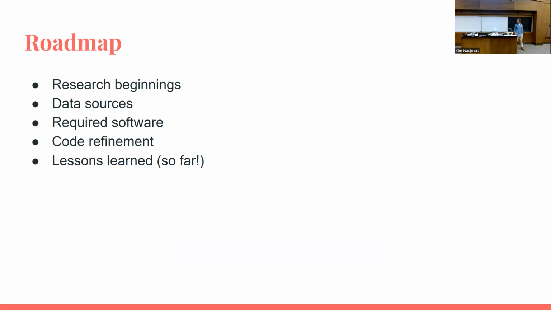So this is the outline of my presentation for you all. We're going to start with what inspired our project and how we began. And then I'll talk about the sources we're using for our data. And then I'll also talk about some software we're using for our research, because as I mentioned, it's machine learning, deep learning, data science heavy. And then I'll discuss some code refinement that we do that I find pretty interesting. And then I'll cap it off with some lessons we've learned so far.